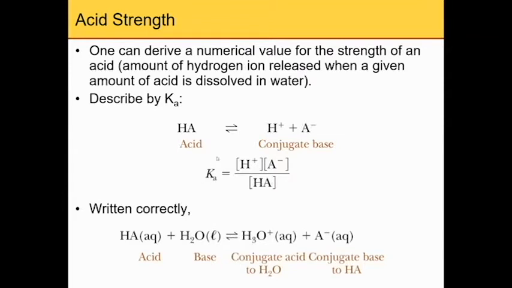Okay. So basically, this is Ka. Yeah, this is the correct way to express these equations. So it's HA plus water, all right? And then the A negative, that's the conjugate base. Acid and conjugate base, and then base and conjugate acid. Okay, and then Ka is expressed this way, and then let's go to the next slide.